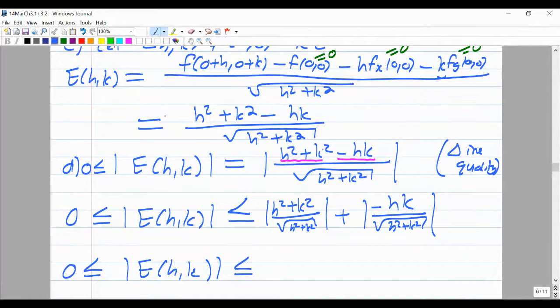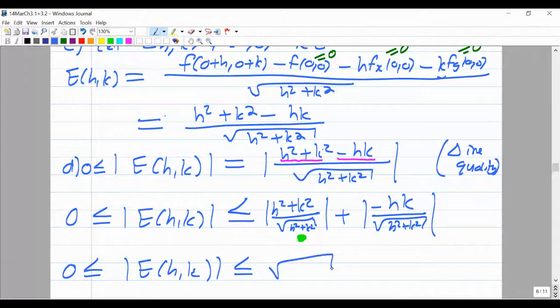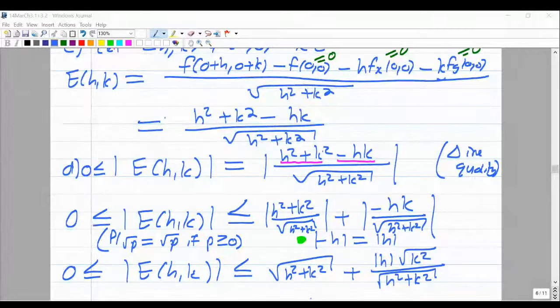Can I simplify this green term? Yes. This becomes that. P over root P becomes root P if P is greater or equal to 0. What is the absolute value of minus h? The absolute value of minus h is the absolute value of h. And the absolute value of k, I'm going to write it like this. Are there any questions? So the first term simplifies to this, and k can be written as the root of k squared.